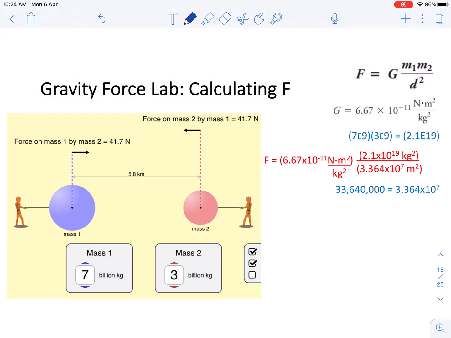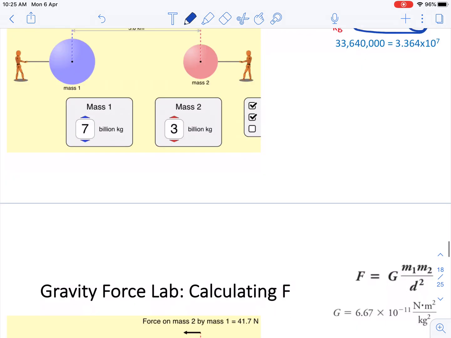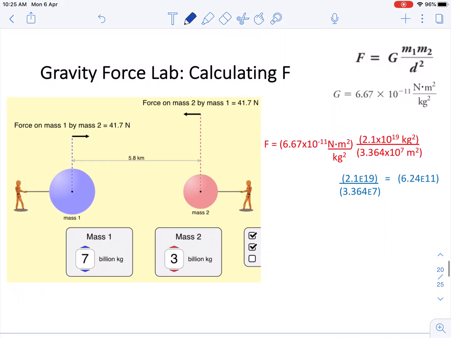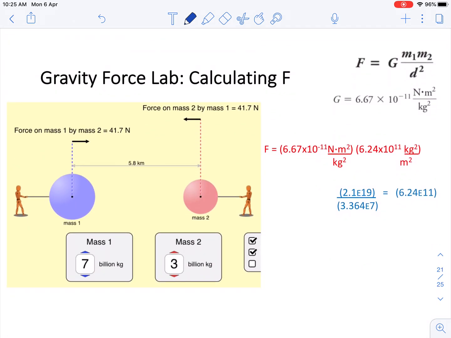I know that it is now 2.1 times 10 to the 19th kilograms squared, and 3.364 times 10 to the 7th meters squared there. Now again, we don't need to try to multiply this out to F or anything. I'm just going to go ahead and solve this fraction now. So I want to divide those numbers by each other. Again, just showing you the simplified form. In your calculator, here's what that looks like: 2.1e19 divided by 3.364e7, and it gives you 6.24e11, or 6.24 times 10 to the power of 11. So I put that there in place of the fraction now.